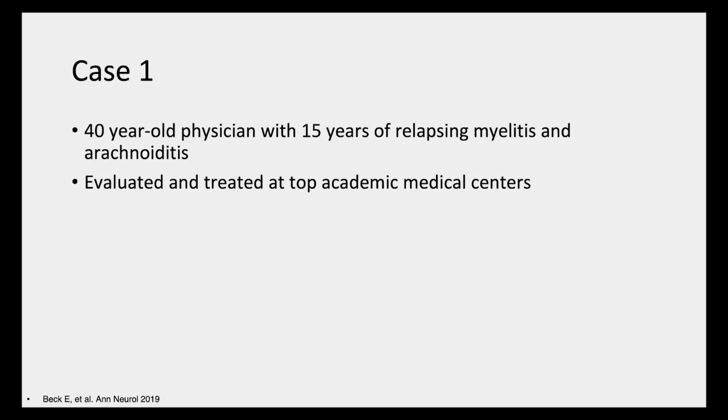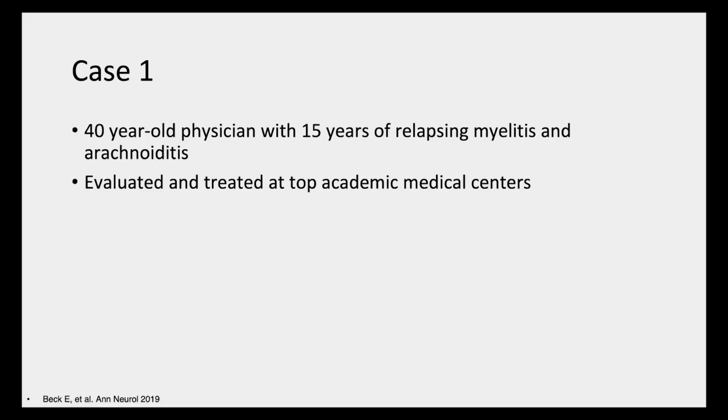So I'll go through a little more detail on another case. Most of the time when meningitis or encephalitis occurs, it's acute, meaning it comes on over a few hours to days, and then it resolves over that period of time as well. But sometimes you can have a really chronic condition. This was a 40-year-old physician, and she had 15 years of relapsing myelitis, so spinal cord inflammation, and arachnoiditis, which is a focused area of meningitis.